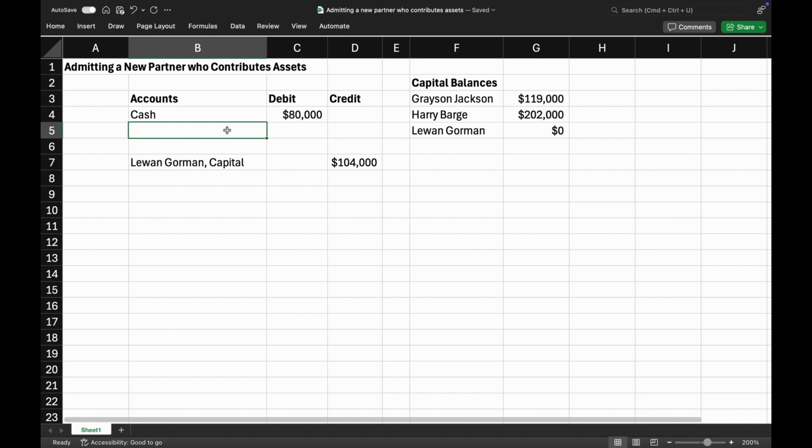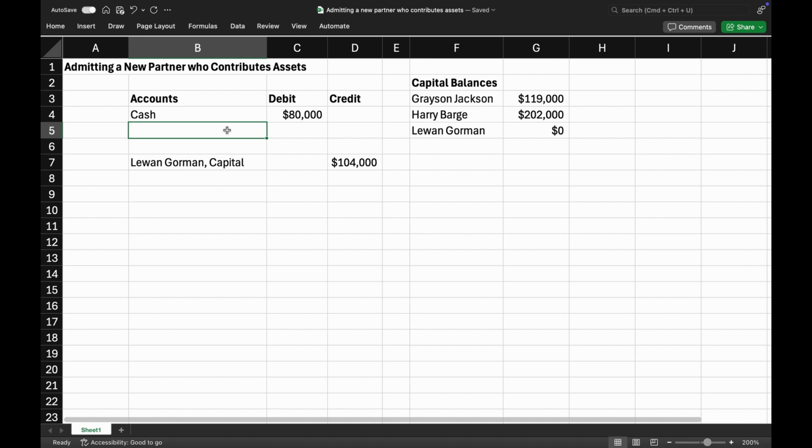For the bonus of $24,000, both Grayson Jackson and Harry Barge must give up some capital to Gorman, which will decrease both of their capital accounts. Because partners share equally in income, Jackson and Barge must give up an equal amount to Gorman. $24,000 split between two partners is $12,000. So both Grayson Jackson and Harry Barge's capital accounts decrease by a $12,000 debit, which leaves the journal entry balanced.